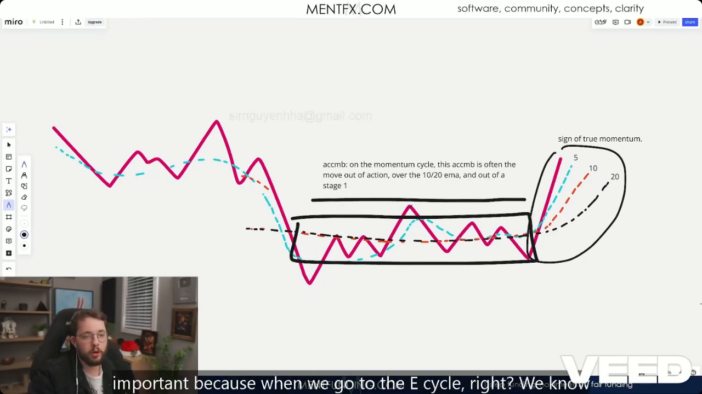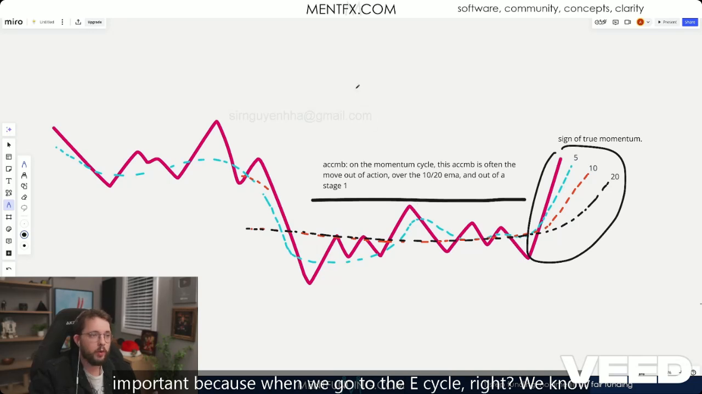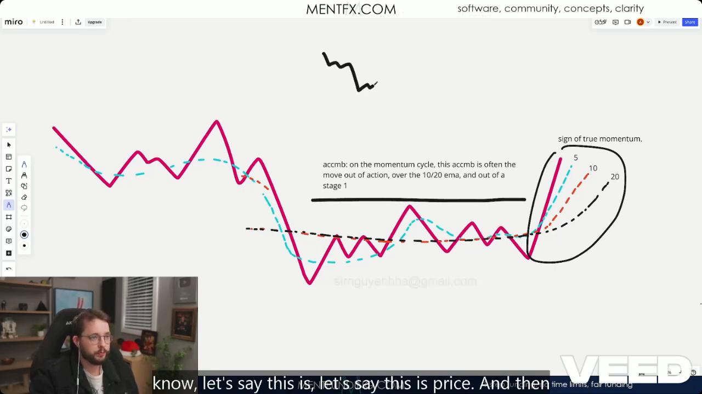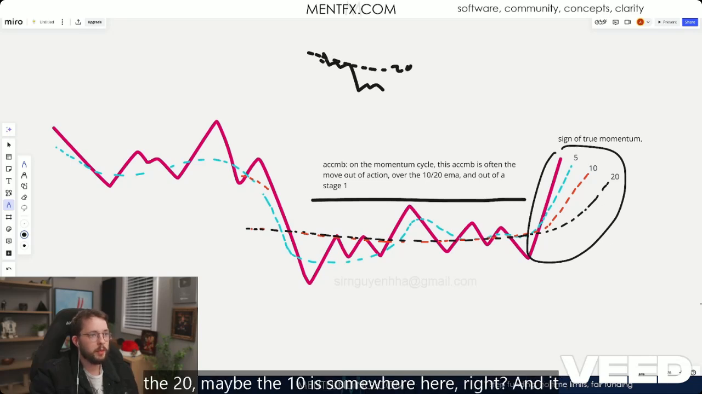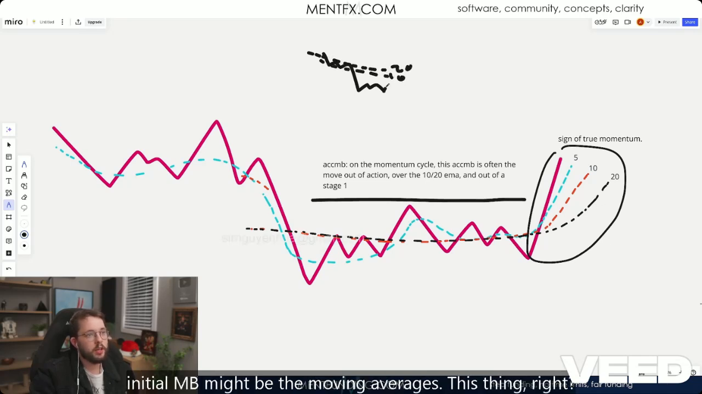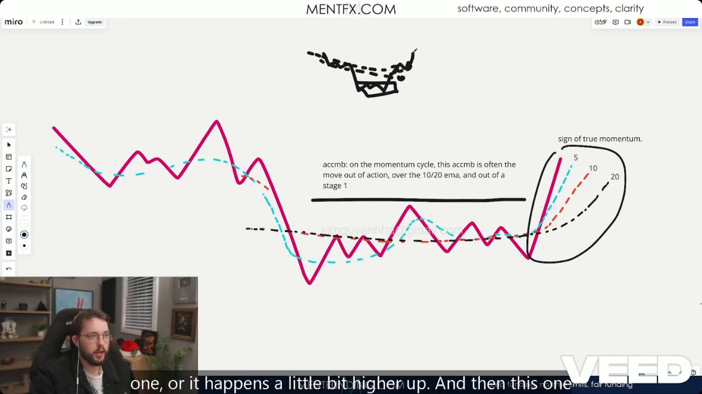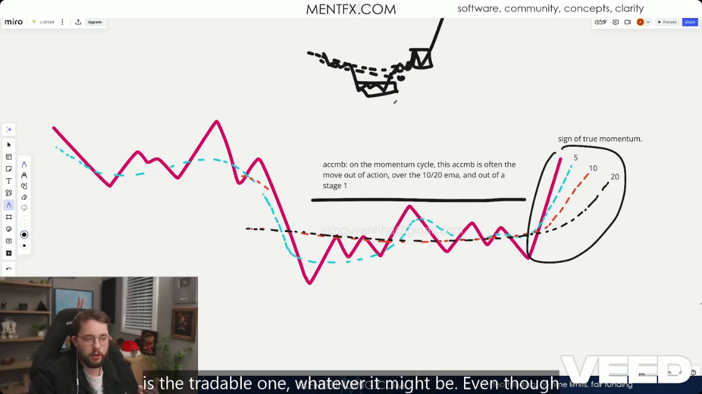So again, very important because when we go to the E cycle, right, we know an accumulation MB, maybe the initial one could be, let's say this is price, and then these might be the moving averages. Let's say this is just the 20, maybe the 10 is somewhere here, right? And the initial MB might be this thing, right? Maybe then this one right here, and that could be a tradable one, or it happens a little bit higher up, and then this one is the tradable one, whatever it might be.